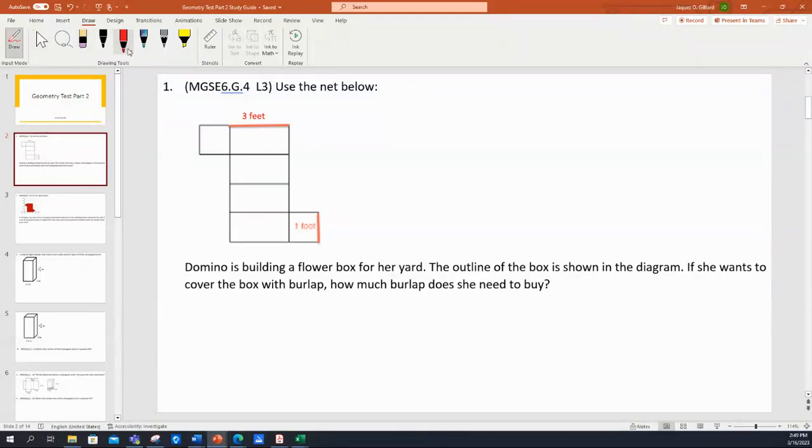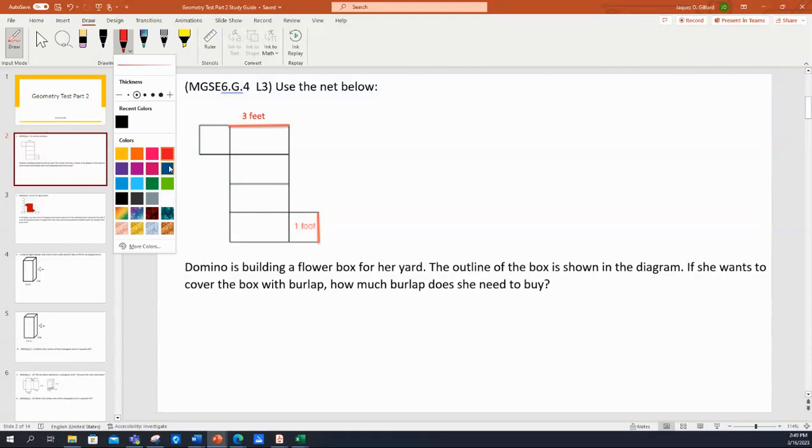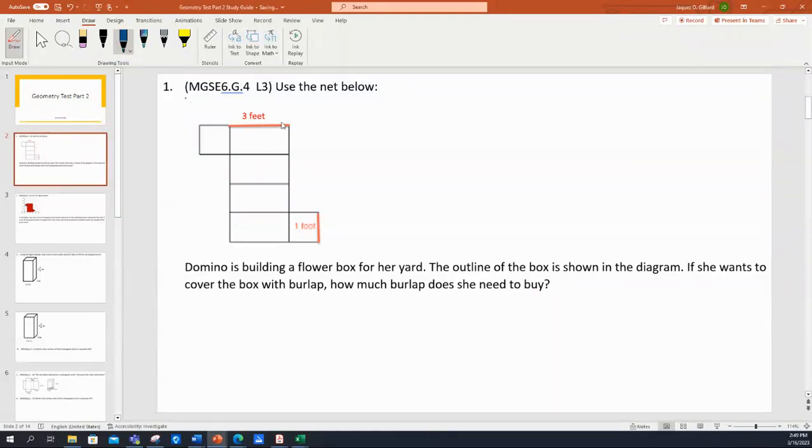But before we do that, let's remind ourselves what the formulas are to find the area of a rectangle and to find the area of a square. As we were told in class, for a square, the area is going to be A equals S times S, so side times side. For a rectangle, the area is going to be base times height.